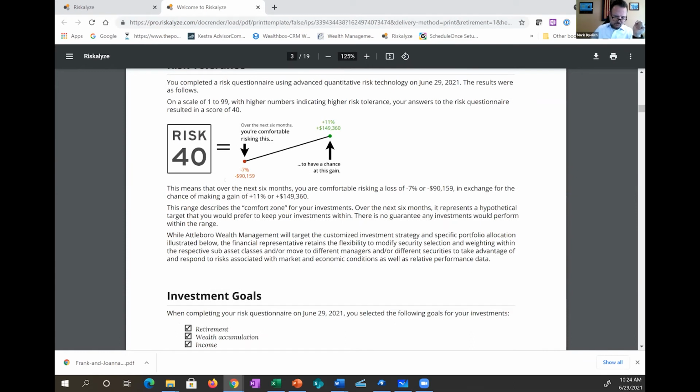So here's where we were. So this -7%, that's what we want to focus on. But look at the number, $90,000. So they have $1.3 million, $90,000. So how comfortable would you be opening up your statement 6 months from now, or 2 months from now, or 3 months from now, somewhere in a 6-month period of time, and your investments are down $90,000? That's the gut check, right? 90 grand. Well, that's the conversation that needs to be had.